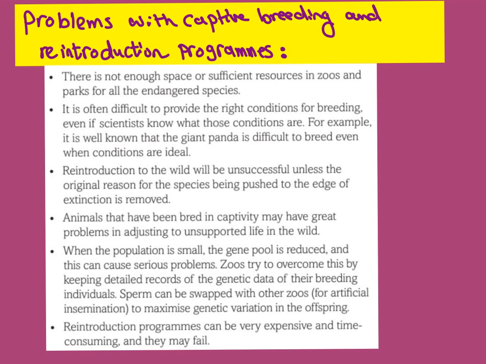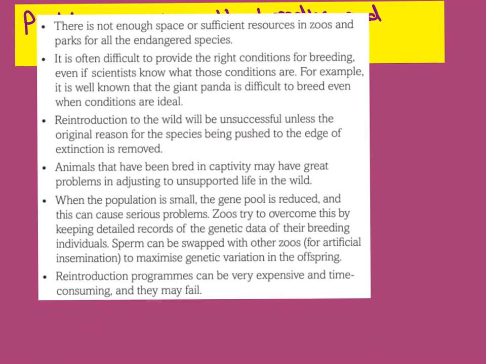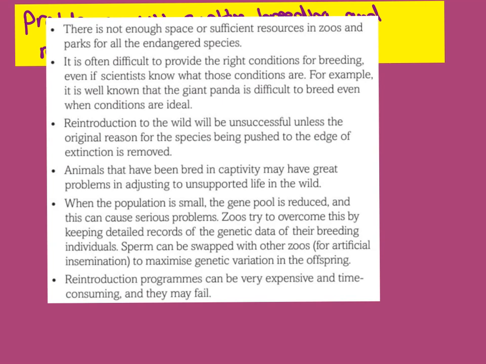4, animals that have been bred in captivity may have great problems in adjusting to unsupported life in the wild. 5, when the population is small, the gene pool is reduced, and this can cause serious problems. Zoos try to overcome this by keeping detailed records of the genetic data for their breeding individuals. Sperm can be swapped with other zoos for artificial insemination to maximize genetic variation in offspring. Reintroduction programs can be very expensive and time consuming, and they may fail.